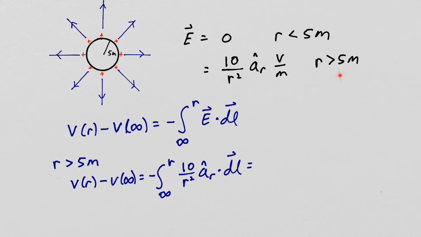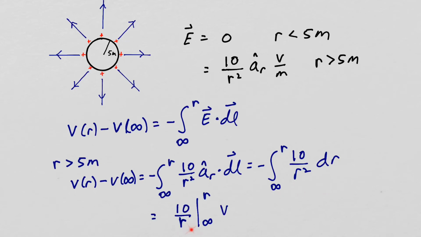When r is greater than 5 meters, this is our electric field intensity, so let's substitute it in. A sub r dot dl: you're only doing work when you're moving in the dr direction. The integral of dr over r squared is minus 1 over r. And our electric field is volts per meter. dr is in meters, so our result will be volts. So we evaluate at our limits of integration. So for r greater than 5 meters, our potential field is 10 over r volts.